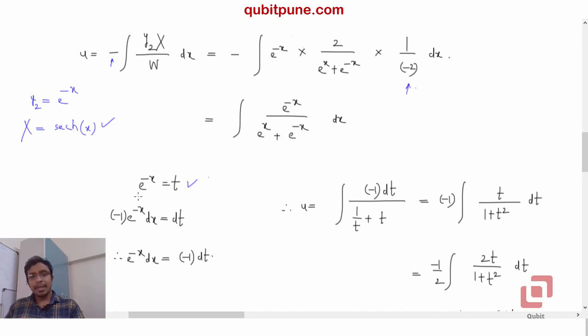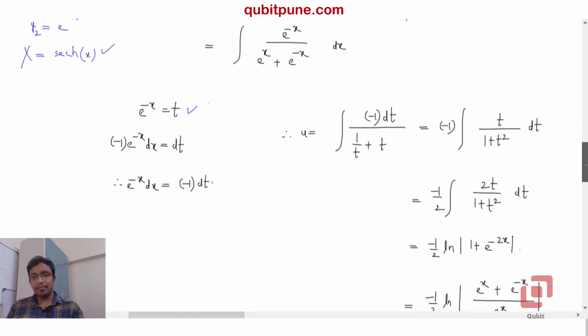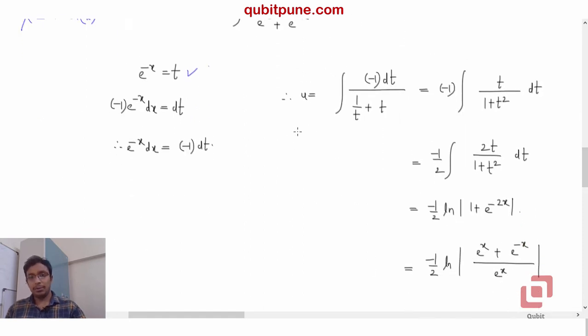Okay, and then by using the substitution e to the power minus x equal to t, finally u turns out to be negative 1 upon 2 log of mod of e to the power x plus e to the power minus x divided by e to the power x. Okay, so u is done. Let us go to v.